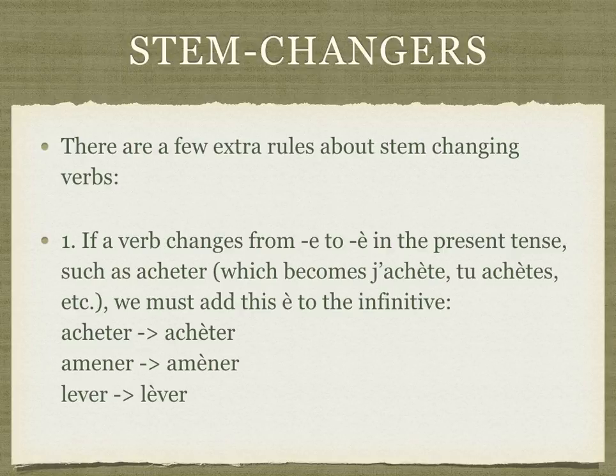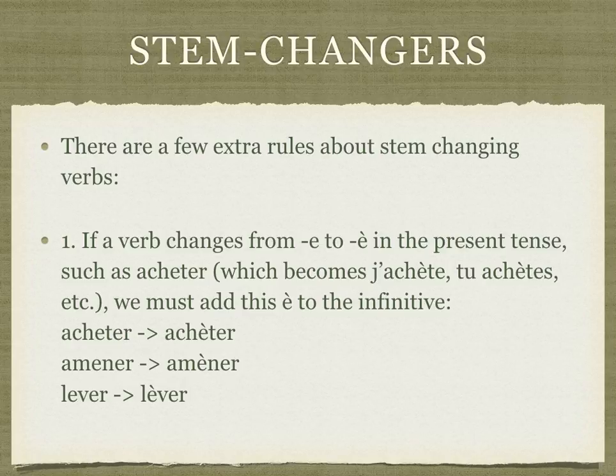We also have to think about stem-changing verbs. So we have three main groups of stem-changing verbs, and some of those will affect the way that we form the future tense stem. So our first group is the verbs that change from a regular E to an E accent grave in the present tense. An example of this grouping would be acheter. When we conjugate this verb into the future, we have to include that accent grave into our future tense stem, even though it's not on the infinitive itself.